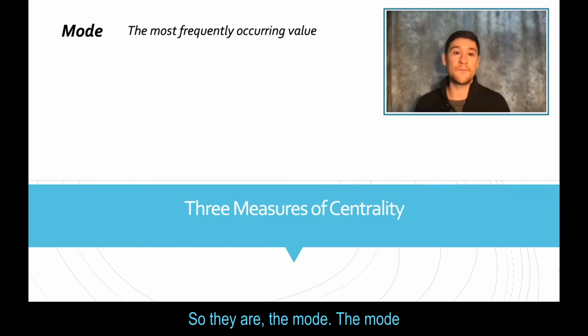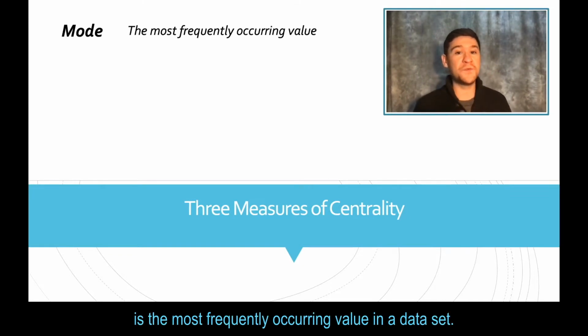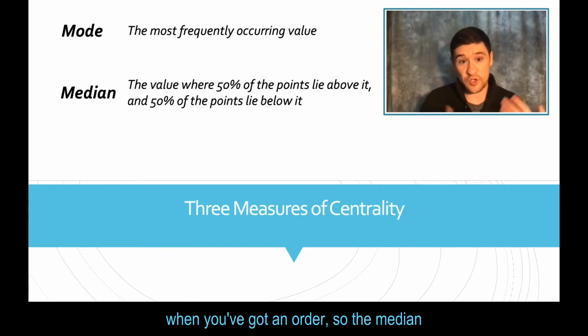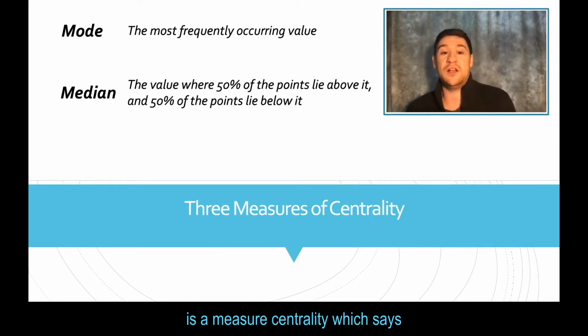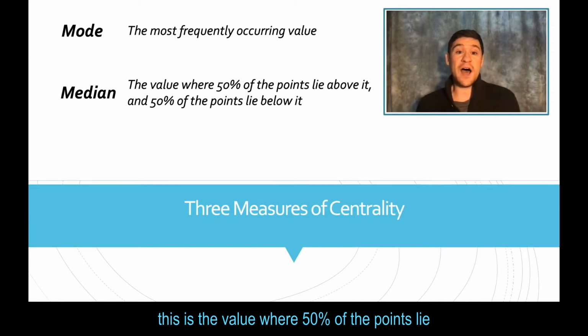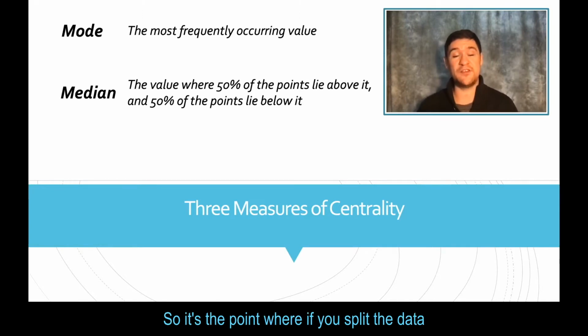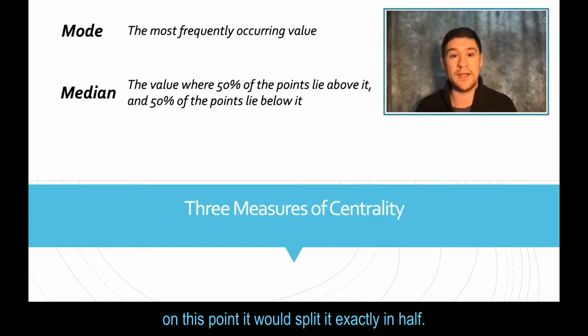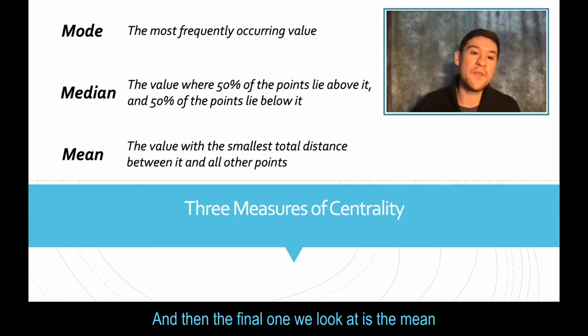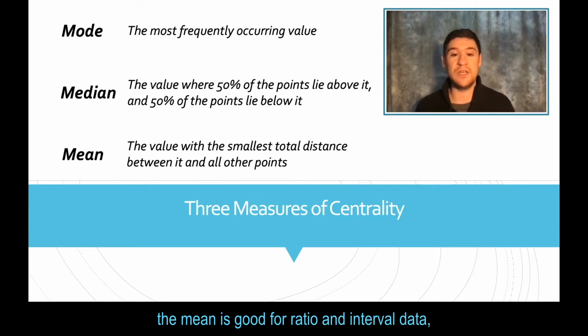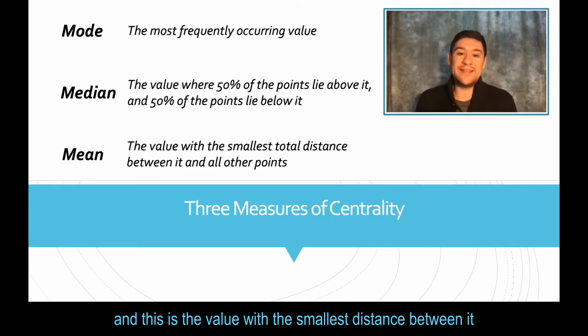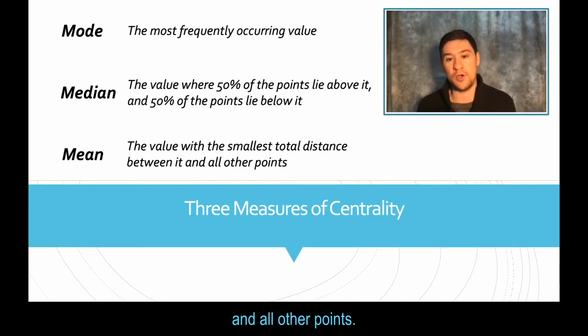So they are the mode. The mode is the most frequently occurring value in a dataset. The median is useful for when you've got an order. The median is a measure of centrality which says this is the value where 50% of the points lie above it and 50% of the points lie below it. So it's the point where if you split the data on this point, it would split it exactly in half. And then the final one we look at is the mean. The mean is good for ratio and interval data. And this is the value with the smallest distance between it and all other points.